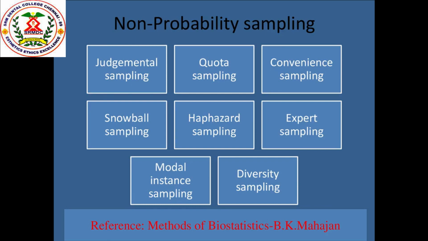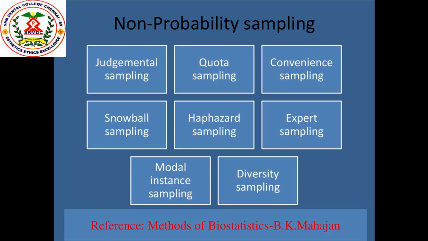Haphazard sampling is where you randomly, haphazardly select according to your convenience. Expert sampling is where you select the experts in the field of research which you perform, and from them you select the sample. Model instance sampling is where you select bright students. For example, you do a study to assess the quality of NEET among 12th standard students. You select bright students and do the study. Model instance sampling means you pick a unique feature from the whole population.